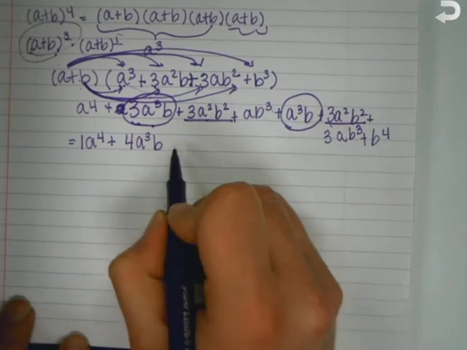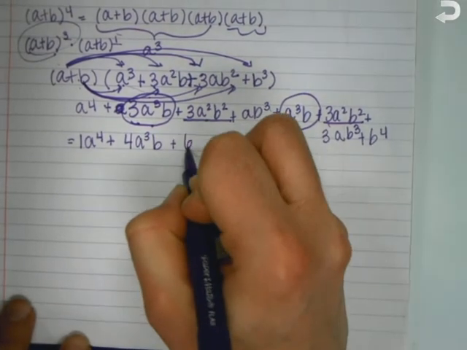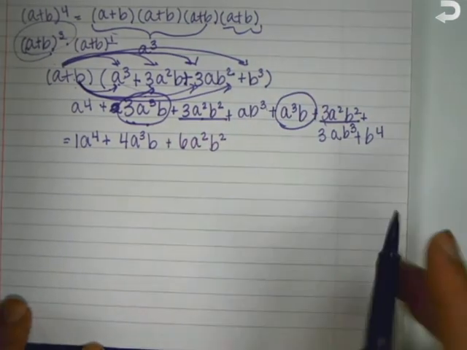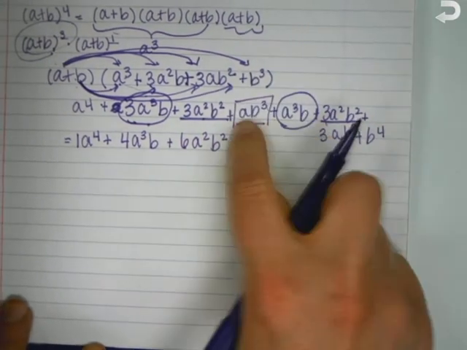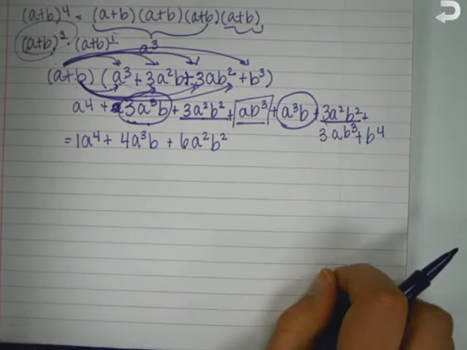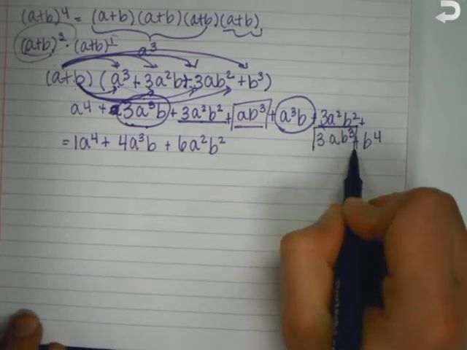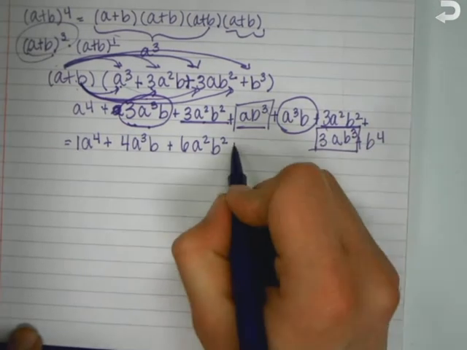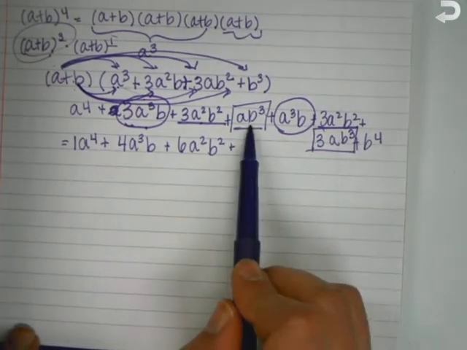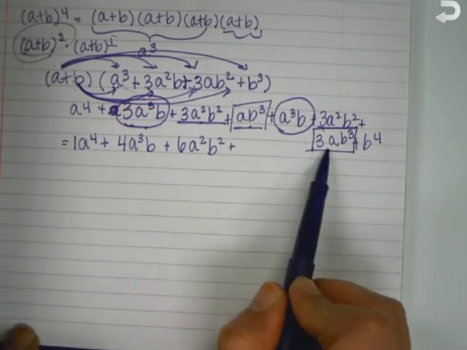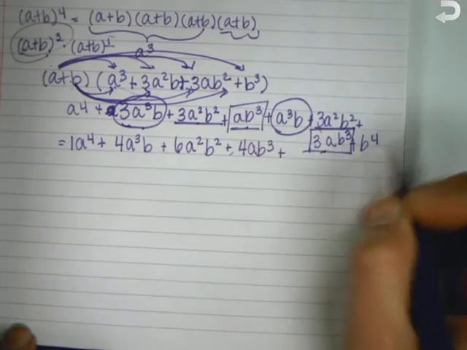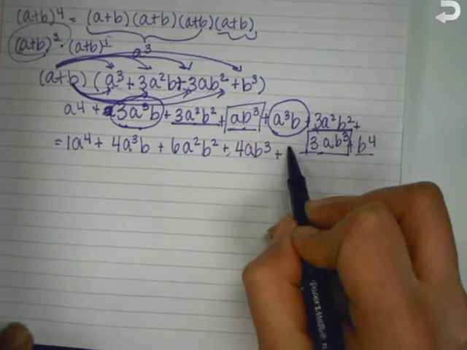And then ab to the third. And do you see any more ab to the thirds? There's a 3ab to the third. So what does that give me? 1ab to the third plus 3ab to the third, 4ab to the third. Plus whatever was left over, b to the fourth. Did you guys fill that in? Okay, let's fill it in. This is a lot of work, right?